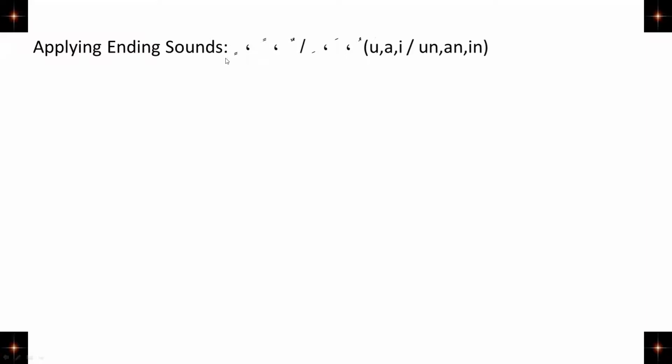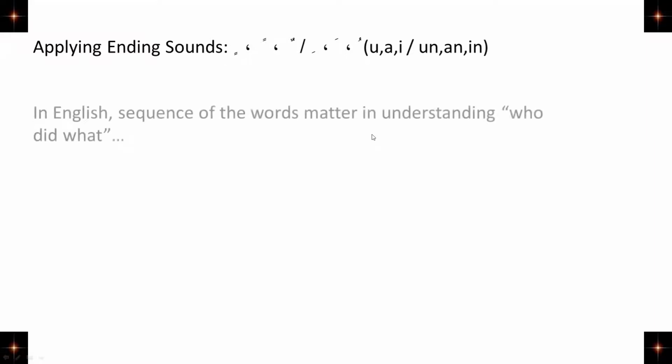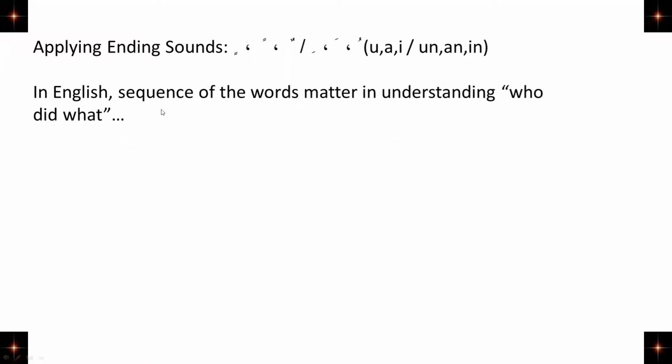Please note this. This is an Edmodo question. In English, the sequence of words matters. Now, this is very good information here, my brothers. In English, you cannot ignore the sequence of the words. Who did what?